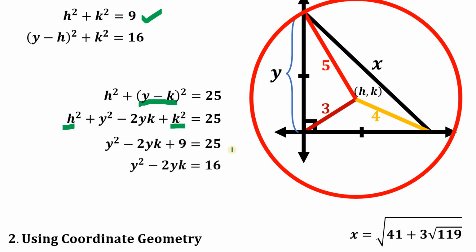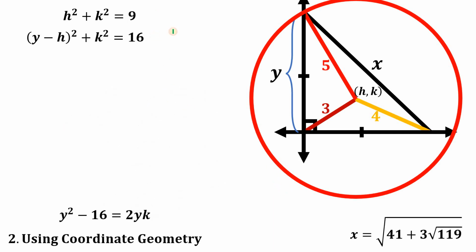Then, subtract 9 on both sides. Rearrange some terms a little bit. So y squared minus 16 equals yk. Now, let's set aside this result. And then let's get the second equation, and we'll do the same thing.